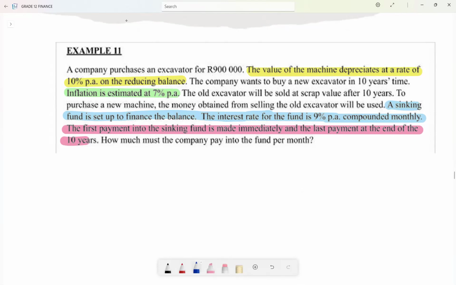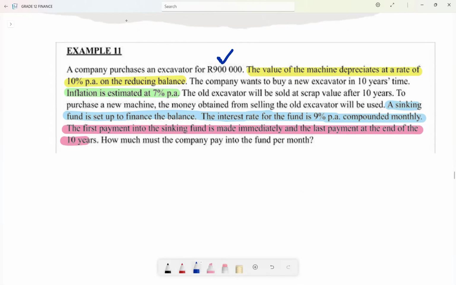Instead of waiting until they sell it, immediately after buying the old excavator, they will open a sinking fund, because they will have calculated exactly how much the excavator will cost after 10 years. So they will calculate and save a certain amount inside the bank. That amount that they will be saving each and every month inside the bank for the 10 years is what we refer to as the sinking fund.